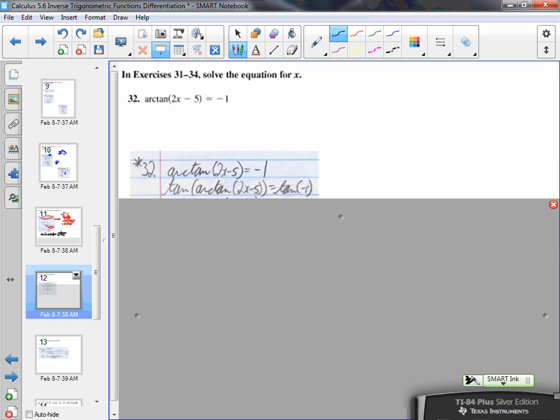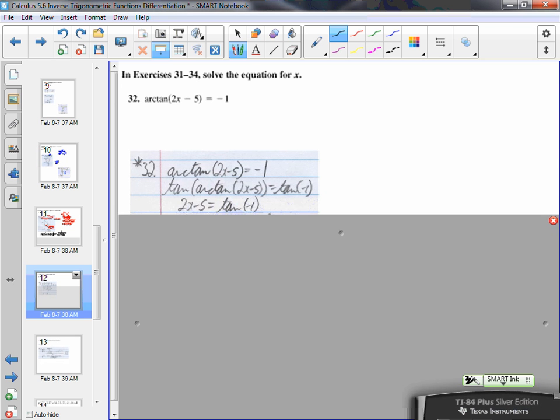Let's take the tangent of the left side and the tangent of the right side. Because there are exceptions to this, but for the most part, you can do anything you want to an equation as long as you do it to both sides. So I took the tangent of both sides. On the left side, the tangent of the arctangent of 2x minus 5 is 2x minus 5. So 2x minus 5 equals the tangent of negative 1.